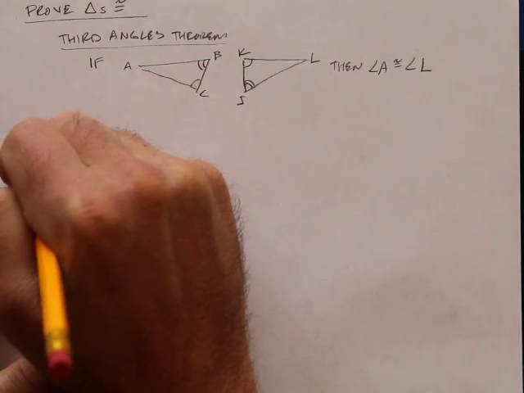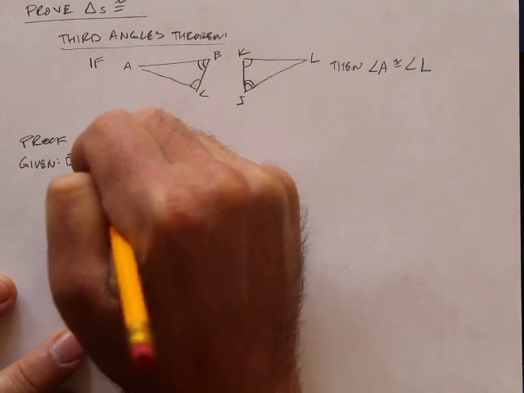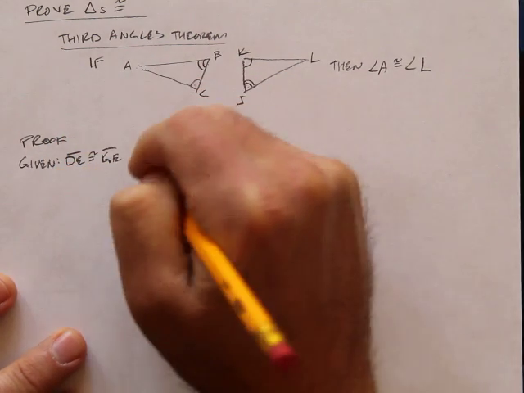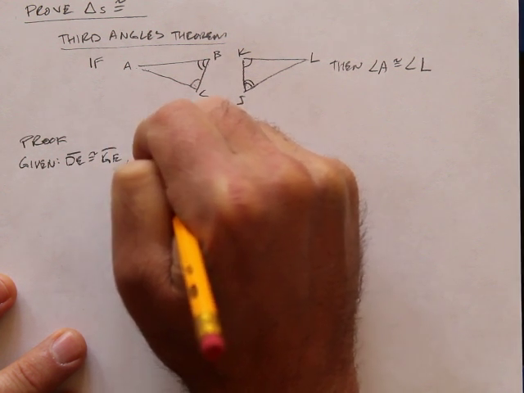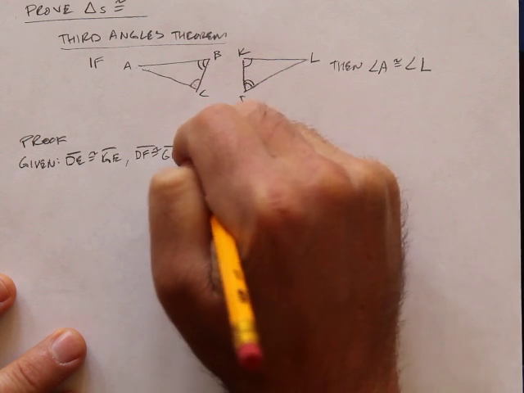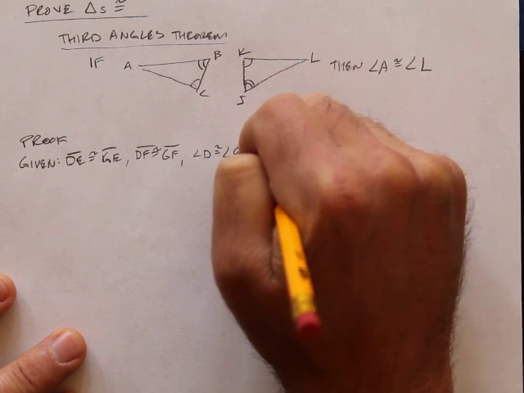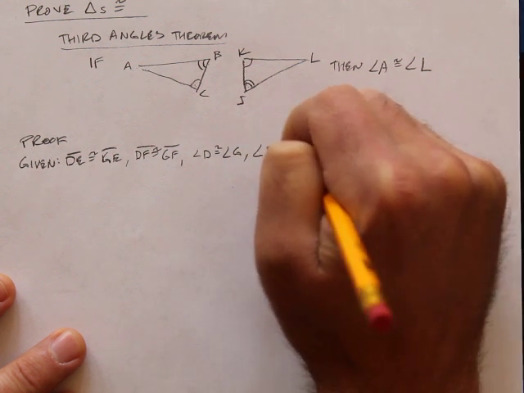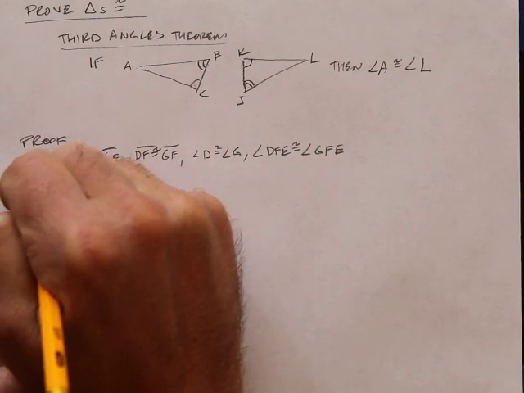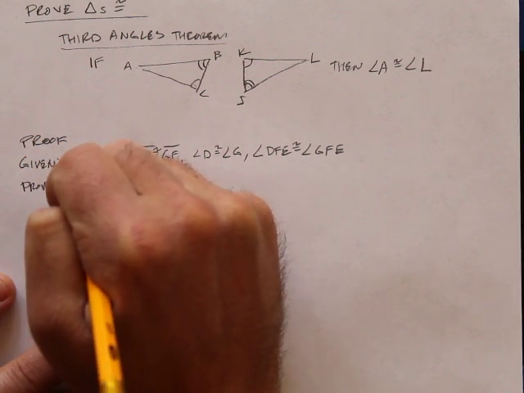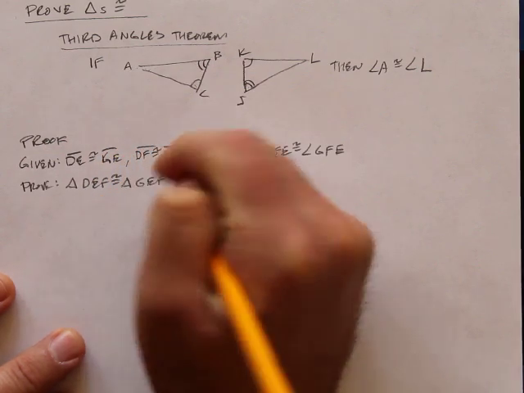Hopefully. All right, here's your given. DE is congruent to GE. Segment DF is congruent to segment GF. Angle D is congruent to angle G. Angle DFE is congruent to angle GFE. Prove triangle DEF is congruent to triangle GEF.